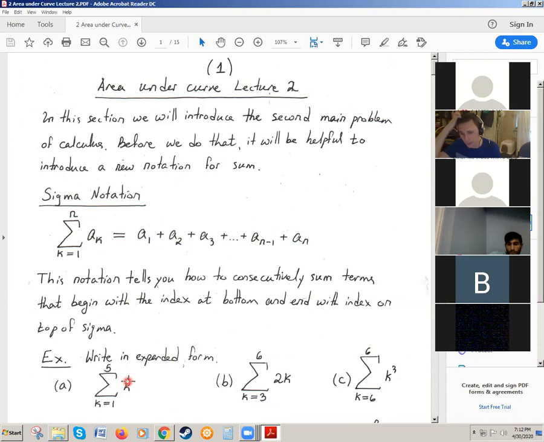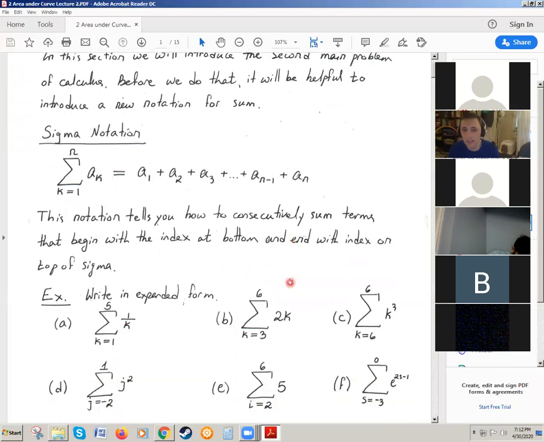So Melissa, thank you so much. It's 1 over 1 plus 1 over 2 plus 1 over 3 plus 1 over 4, and so on. You understand? What happens is that you update the k and you add it up. So that's just a notation. It's just a convenient way of representing a sum. And the others are very similar.